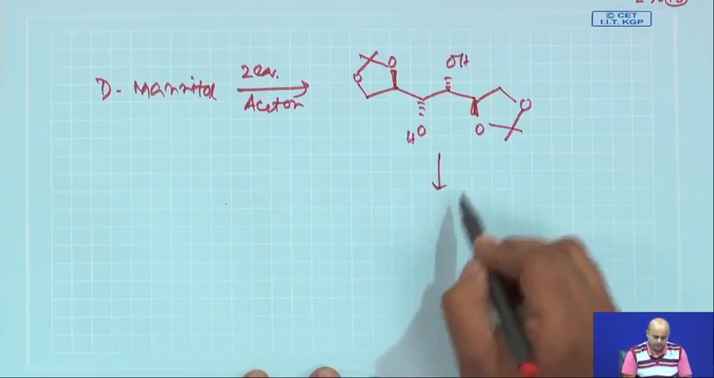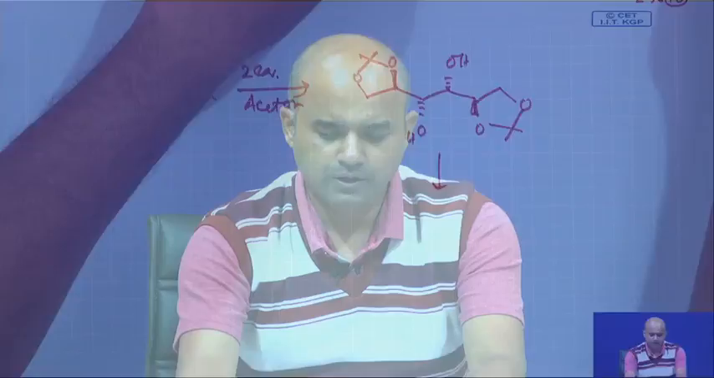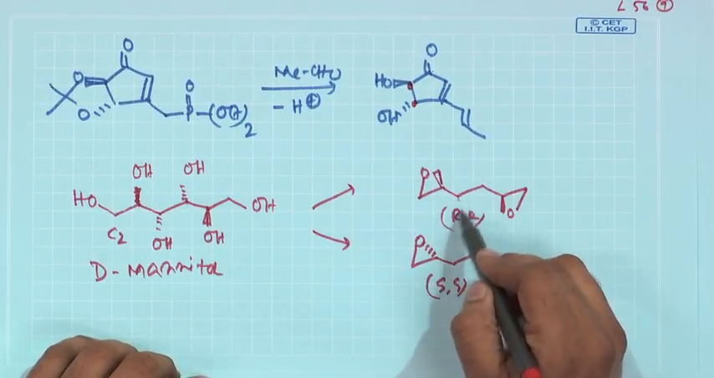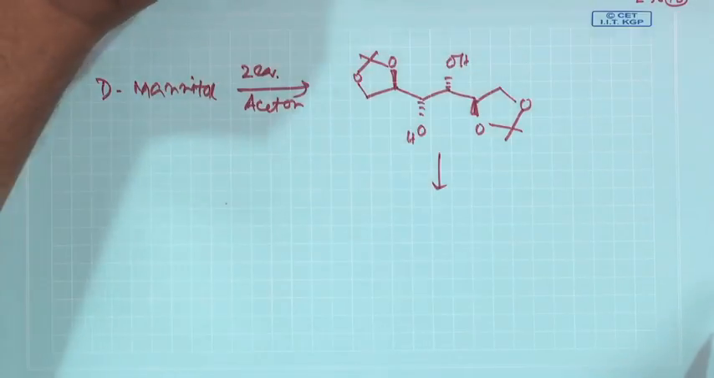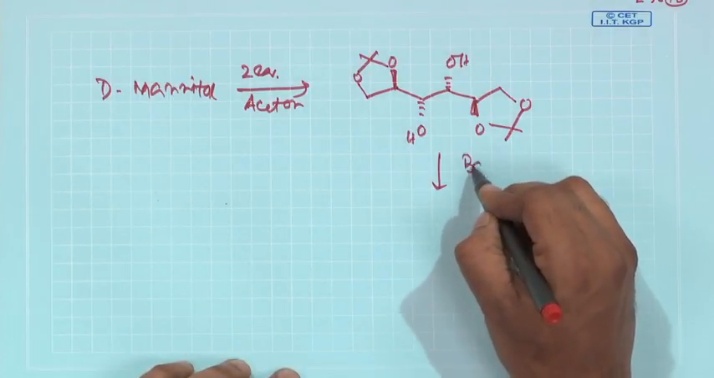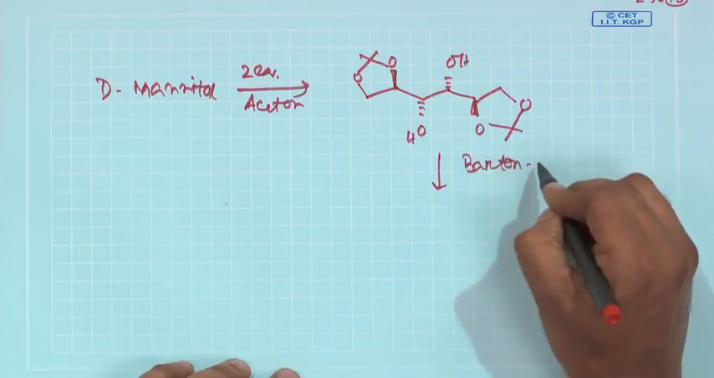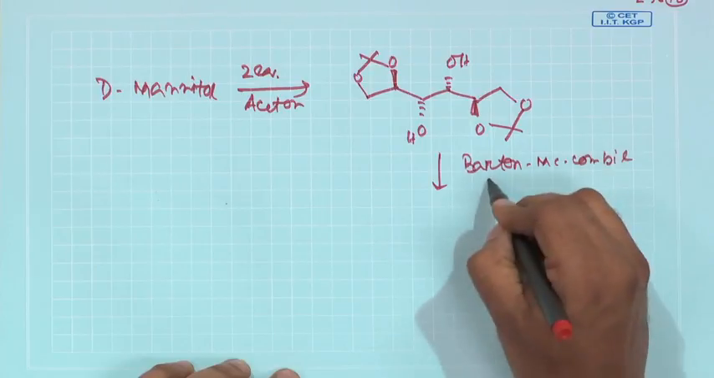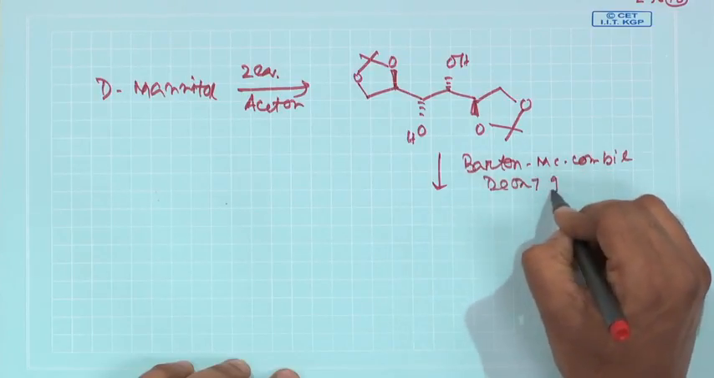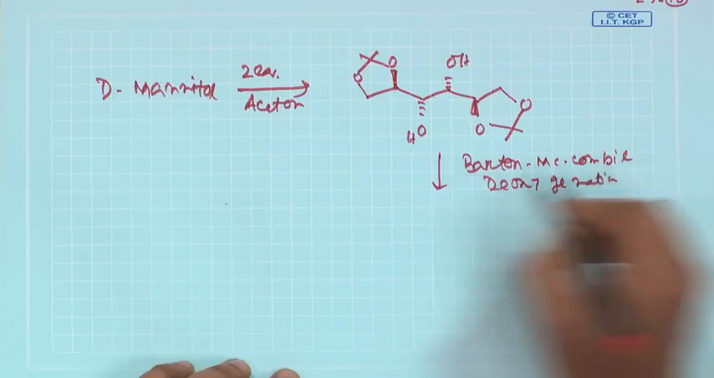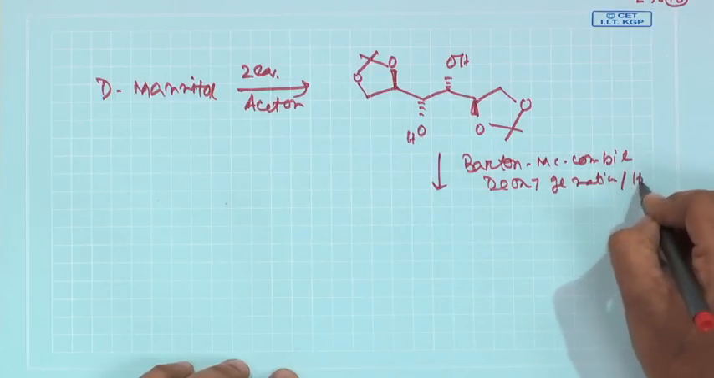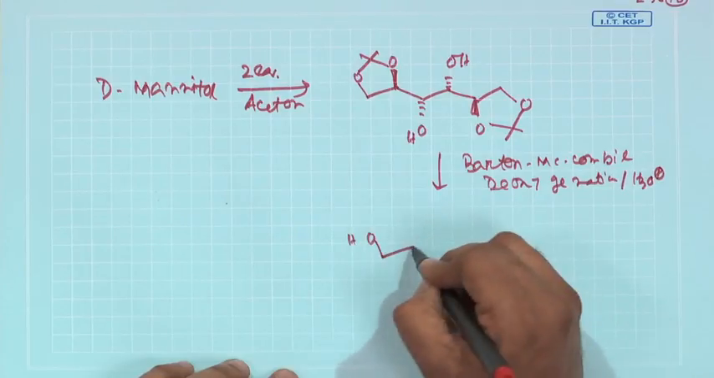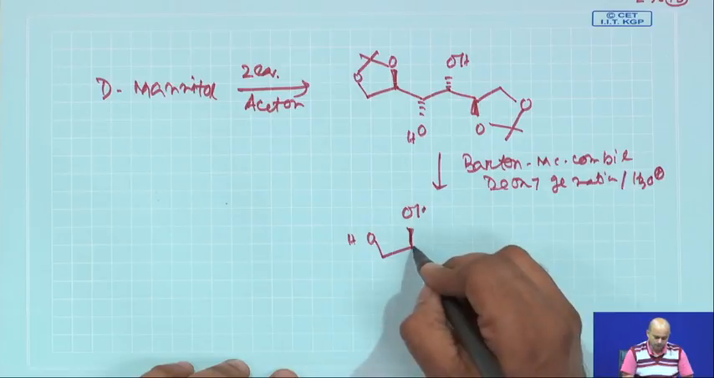Now, the next step is very simple, because if you see your epoxide, the 3,4 position does not have an oxygen functionality. So, what you need to do is a Barton deoxygenation, which you already studied, Barton-McCombie deoxygenation, and then you remove this acetonide by H3O plus treatment. So, what you will get? You get this tetrol.